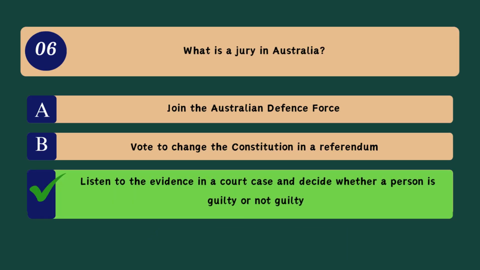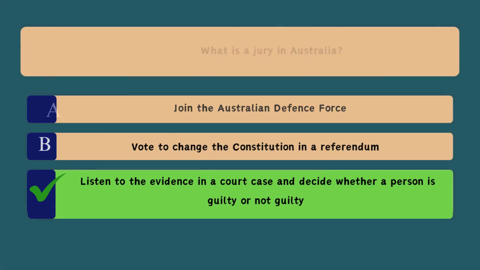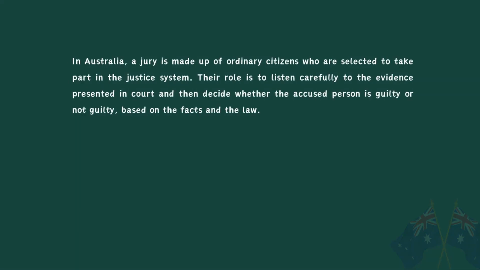Correct answer C. Listen to the evidence in a court case and decide whether a person is guilty or not guilty. In Australia, a jury is made up of ordinary citizens who are selected to take part in the justice system. Their role is to listen carefully to the evidence presented in court and then decide whether the accused person is guilty or not guilty, based on the facts and the law.